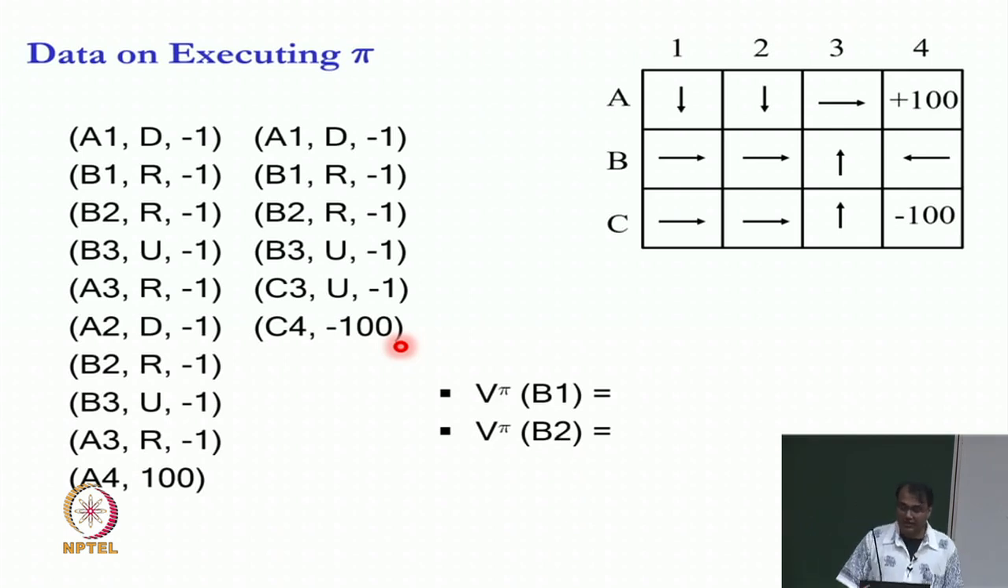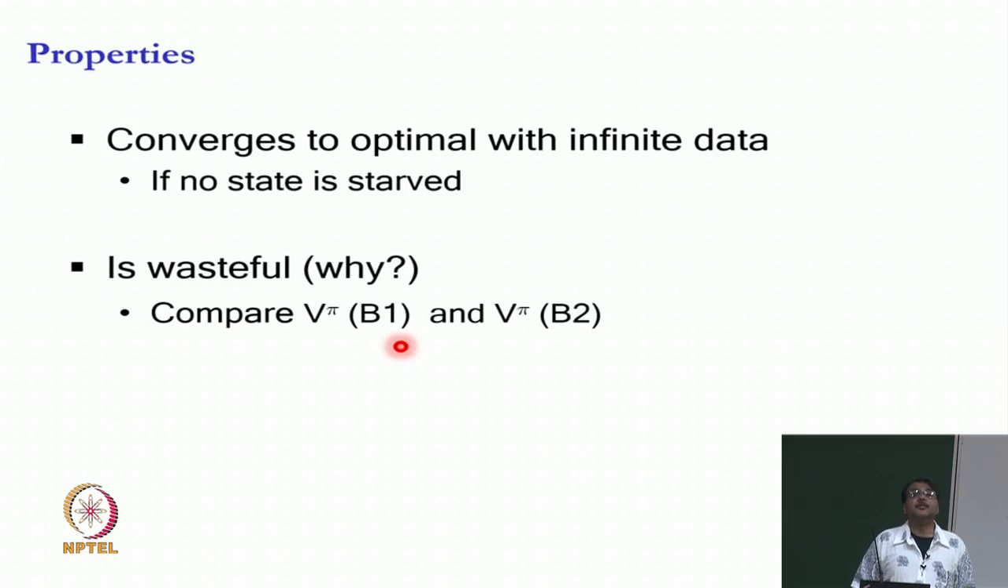Now, this also is correct. This also converges to optimal with infinite data as long as no state is starved. By the way, this convergence will always require things to not be starved, because if I do not even get to somewhere, then I would not know what is their value, right. So, I have to make sure that every state is visited infinitely often and so on and so forth. As long as no state is starved, I will always converge to optimal with infinite data, but it is a wasteful way of doing this.